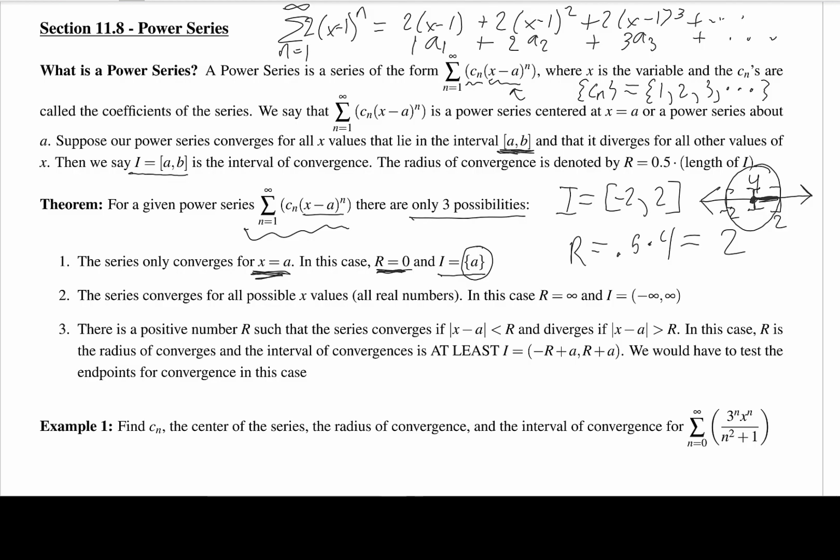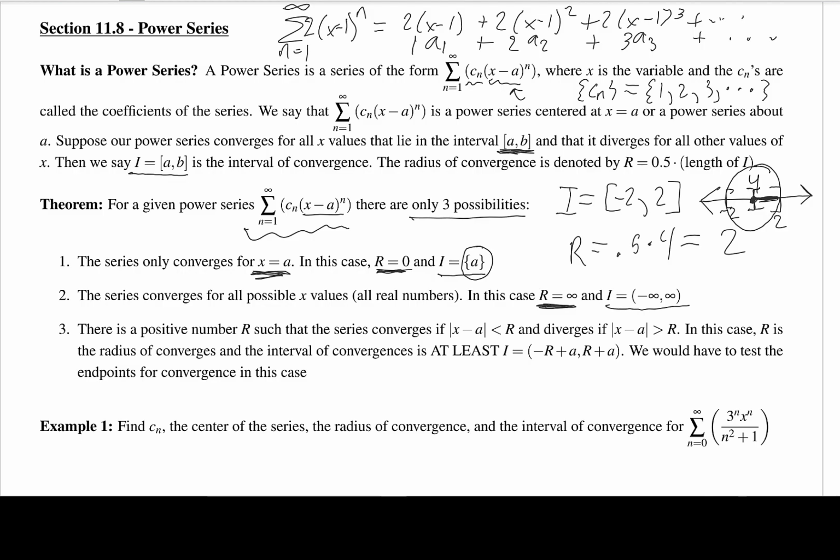Another possibility is that the series will converge for any possible value of x, meaning that I can plug in any real number for x, and this series will converge. In this case, we would say that I, our interval of convergence, is all real numbers, which means that our radius of convergence is going to be infinity.